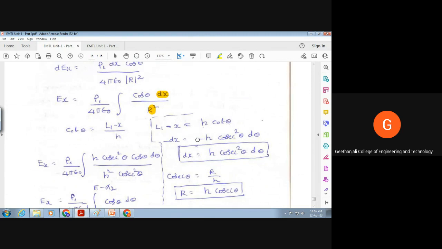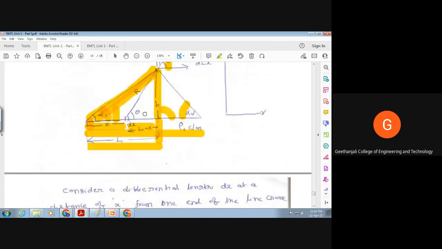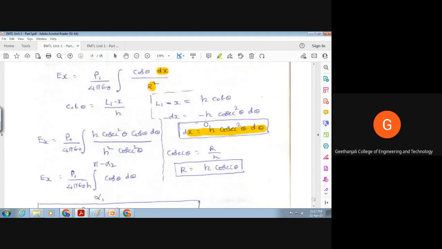If I differentiate both sides, minus dx is equal to H into minus cosecant square theta d theta. That means dx is equal to H cosecant square theta d theta. So what exactly we have done is, this dx is represented in terms of theta. Like that, if r square is also represented in terms of theta, then our job is done. So from the same triangle, what is cosecant theta? Cosecant theta is equal to r by h. So what is r? H cosecant theta.